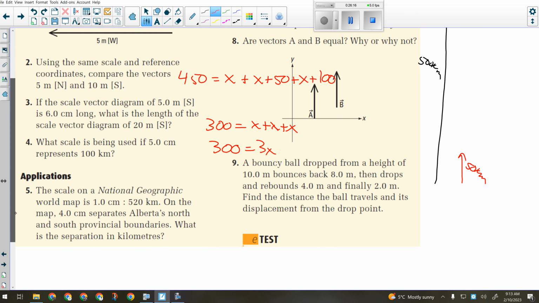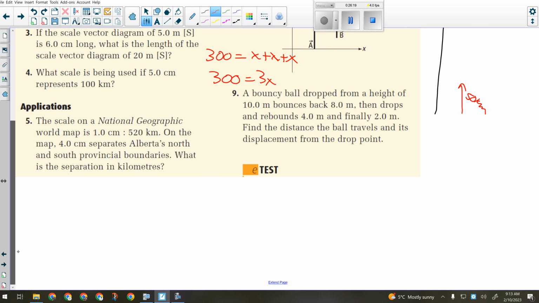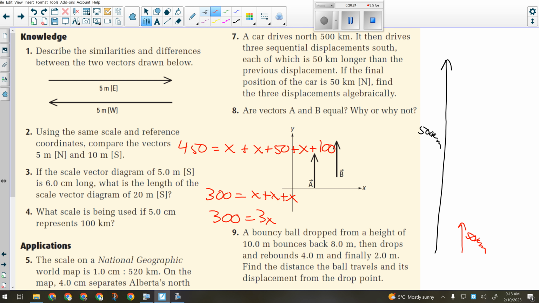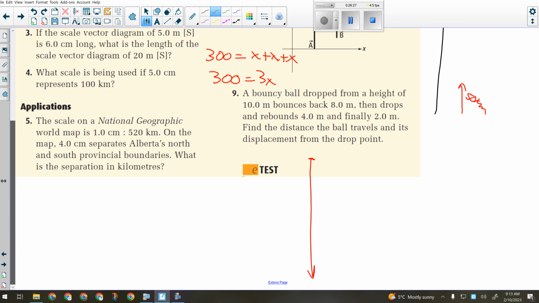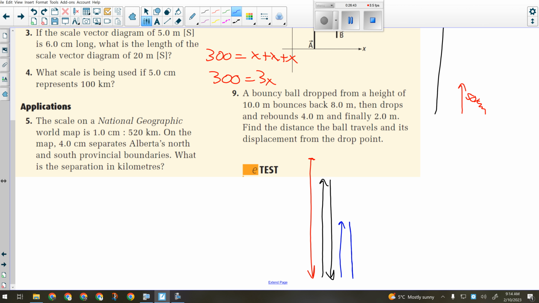Now, with the bouncy ball here. If you drop a bouncy ball from a height of 10 meters, so we're going to start up here, the ball's going to fall 10 meters. Then it's going to rebound 8 meters. And then it's got to fall back down. And then it's going to go to 4 meters, and fall back down. And then it's going to go to 2 meters. It doesn't mention anything about it falling back down after that. It says that that's where the question stops.